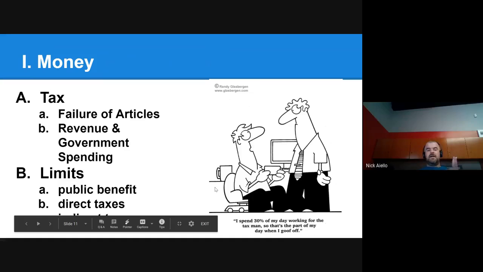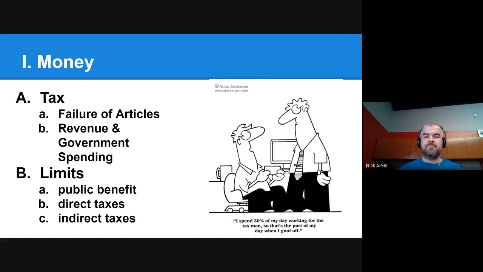Now, we have two types of taxes that exist. We have direct taxes and we have indirect taxes. Direct taxes, the most easy one to realize, is income tax. If you have a job, which some of you do, your paycheck, when you get it, has state and federal income tax already taken out of it. So that's a direct tax. You don't even get that money in your hand before you pay that tax. It's taken out before you even receive it.